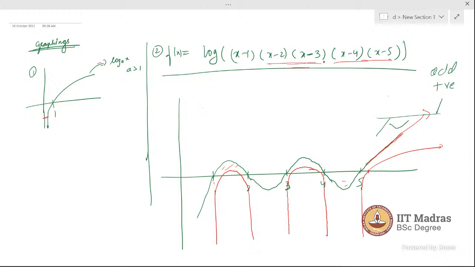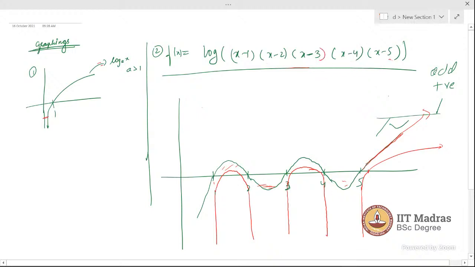Between 2 and 3, you see your f of x value is negative, no? You put any value between 2 and 3, and this entire thing becomes negative, which is not defined. It's not according to the definition of log. Yes, I got it, sir. Got it now? Okay.